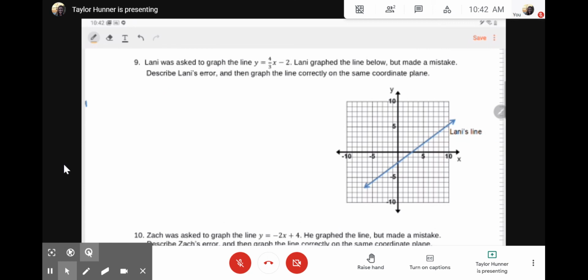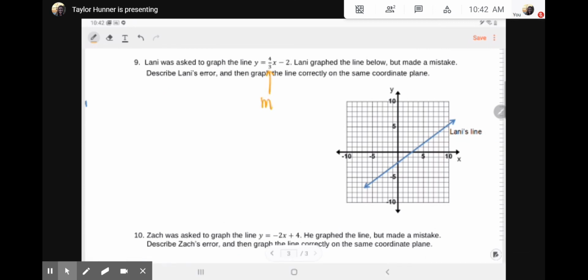Number 9, Lonnie was asked to graph the line y equals 4/3 x minus 2. I'm going to write that 4/3 is m, or the slope, and minus 2 is my y-intercept, and I like to write it as a coordinate point of (0, negative 2). Lonnie graphed the line below but made a mistake. Describe Lonnie's error and graph the line correctly on the same coordinate plane. Well, let's start at the y-intercept of (0, negative 2). Okay, so Lonnie did that right.